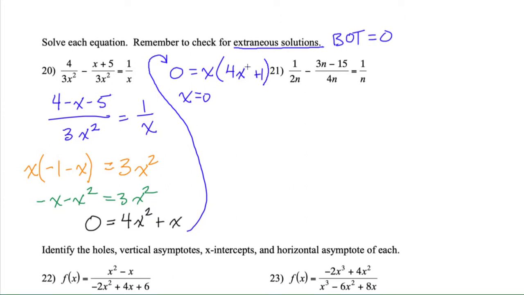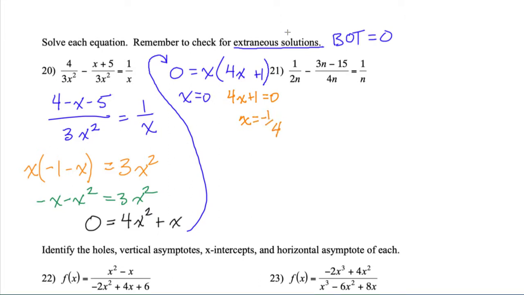It should have been 4x, not to the power of 2. Because obviously when you take away 1 from 2, you get 1. So that means that I have this other equation, which now becomes 4x plus 1 is equal to 0, and x is equal to negative 1/4.